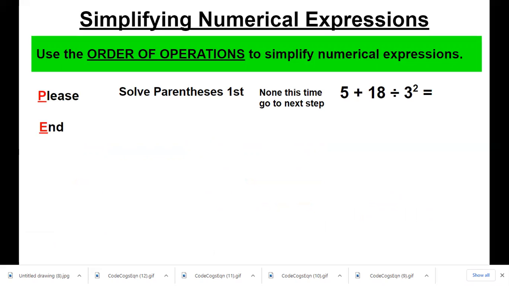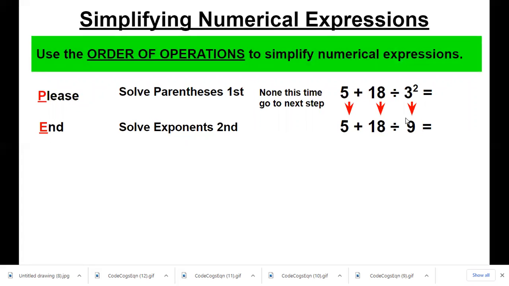End, that stands for solve exponents second. Do you see any exponents in there? I do. So you have to take this one step at a time, and you have to write the steps. You have to keep going below the previous step and writing it all over again. So 3 squared is my exponent. I'm going to do that first. That equals 9. Now I'm just going to bring down this 5 and this 18 and this dividing sign, just going to bring it down onto the second level now. 5 plus 18 now divided by 9.